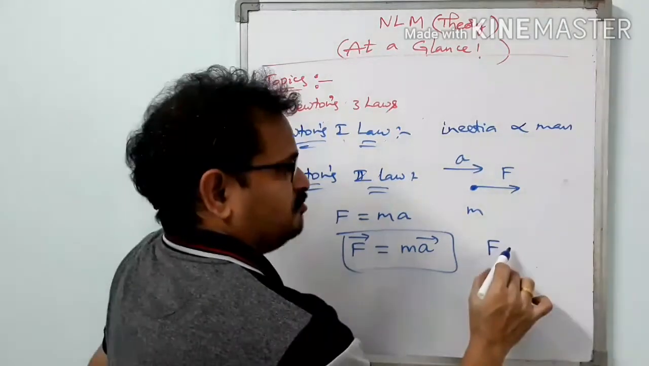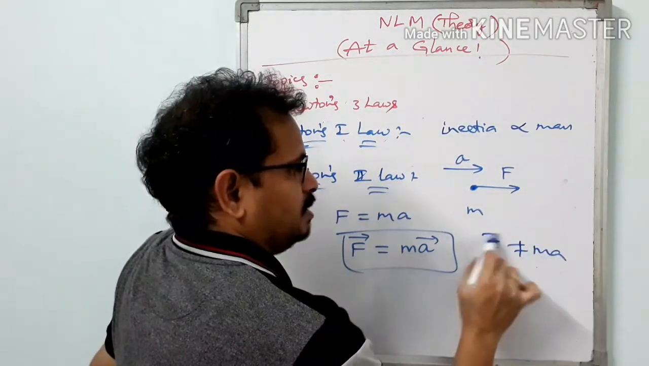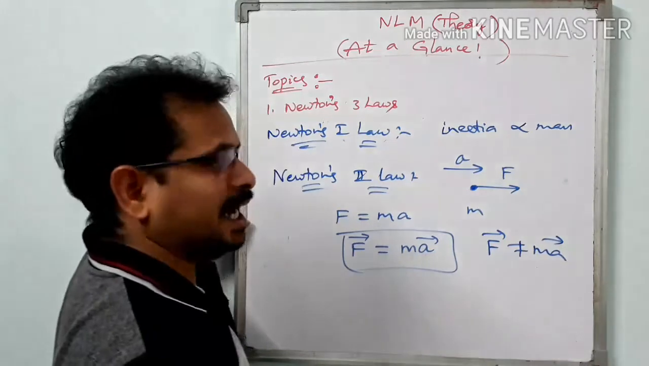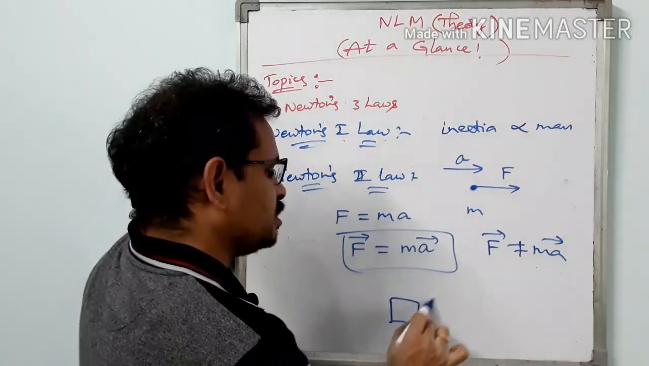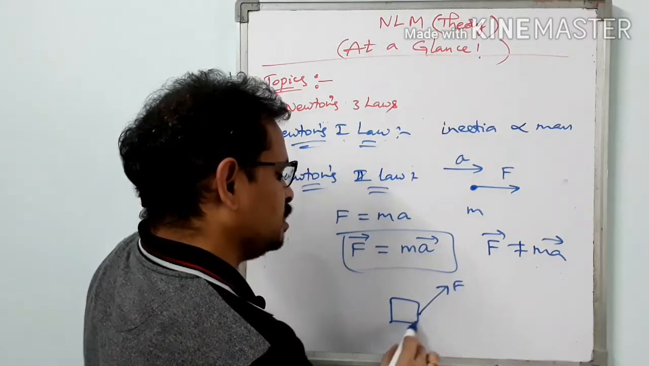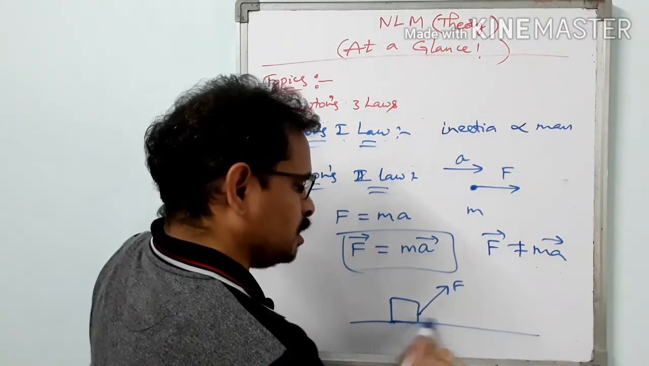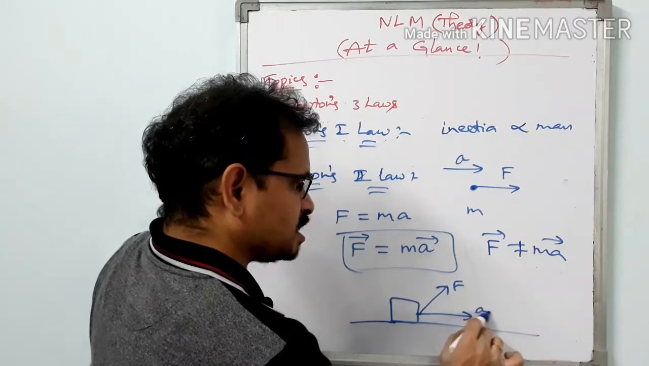And sometimes F is not equal to ma, or F bar is not equal to m a bar. I will explain why it is not always true. Suppose we consider a block here, and a force F is applied in this direction and this block moves on the floor like this, so its acceleration will be like this.